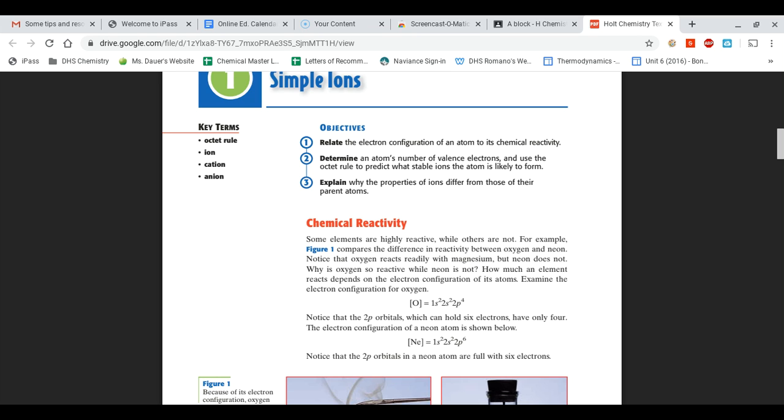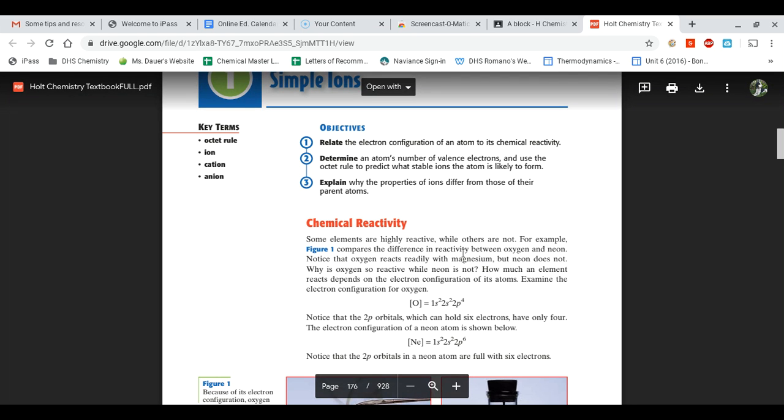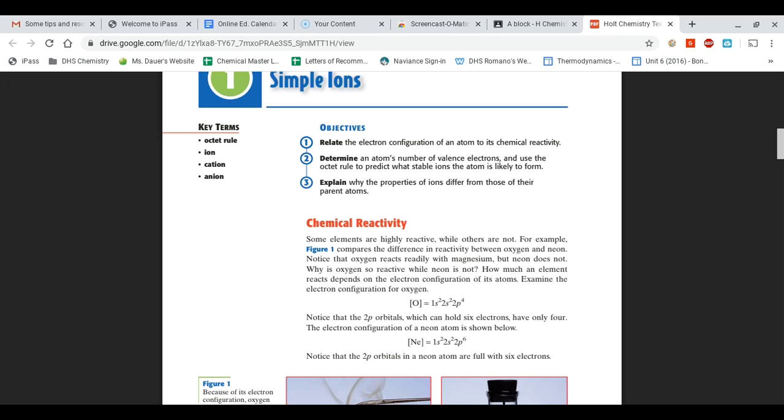So when we are looking at the octet rule, the reason why it's important is that pretty much every atom out there is wanting to have a complete octet, wanting to have a completed energy level. The one caveat for this might be hydrogen. Hydrogen has 1 valence electron in its completed energy level. That would just be energy level 1. It only needs 2 electrons.